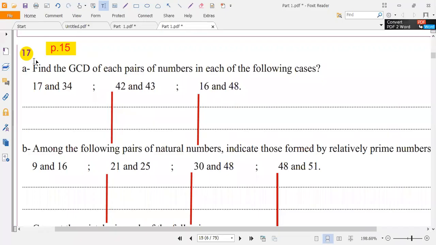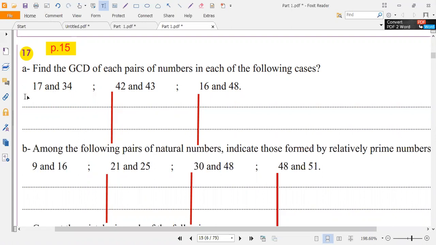Hello, in this video we'll do exercise 17, page 15. Find the GCD of each pair of numbers in each of the following cases. Here we have to think. We have 17 and 34. We think first, are they consecutive? No. If no, we think, is there a relation between them?